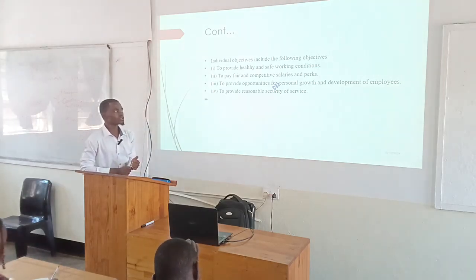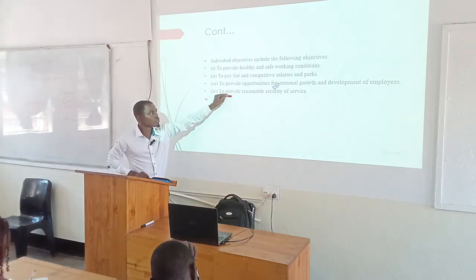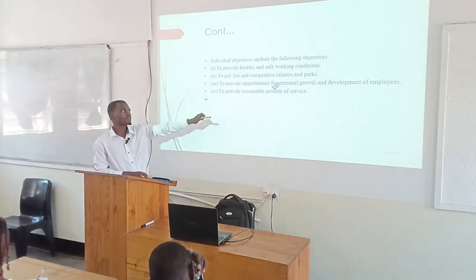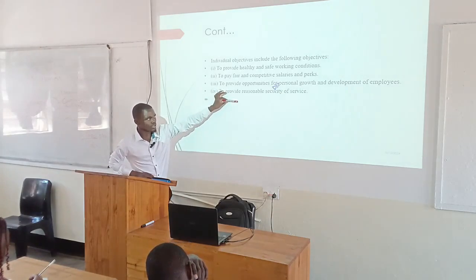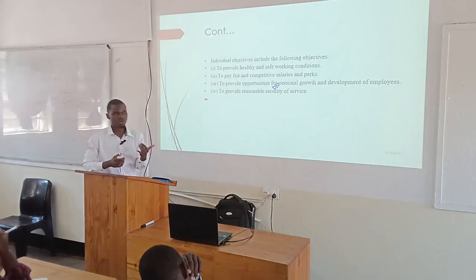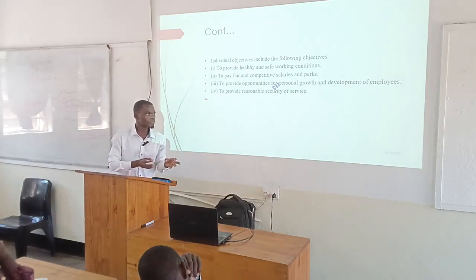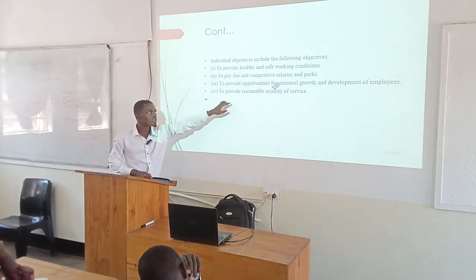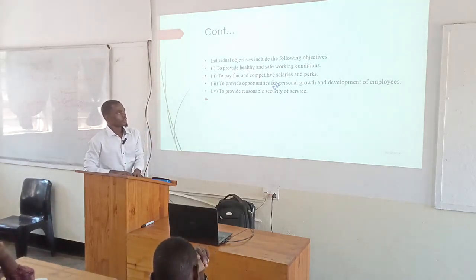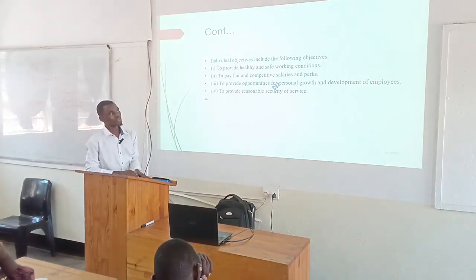They also have to provide a reasonable security of service. By providing security, the management of the organization has to provide job security to the employees. The employee shouldn't feel that his job will get terminated tomorrow, for example, that he'll be fired tomorrow. His or her job must be secured. By having job security, it also motivates the employee to work hard towards achieving the goals of the organization. So that's job security.